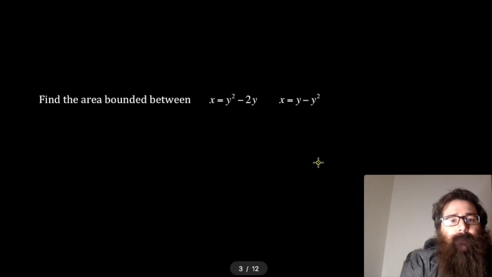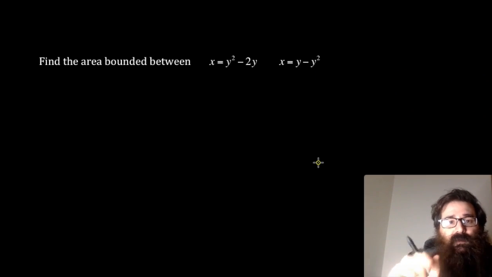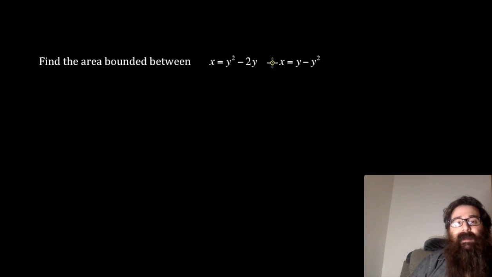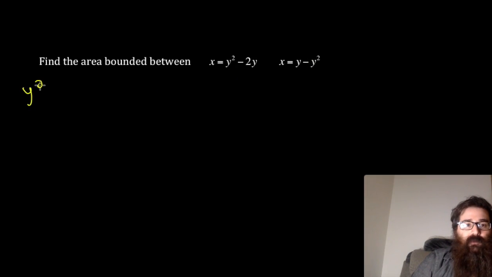Let's find the area bounded between, now we have two curves. We have x as a function of y, x is y squared minus 2y, and x is y minus y squared. And I like to start by finding the bounds on the region. I can do that by setting the curves equal. So y squared minus 2y equals y minus y squared. I like to get everything on one side, of course.